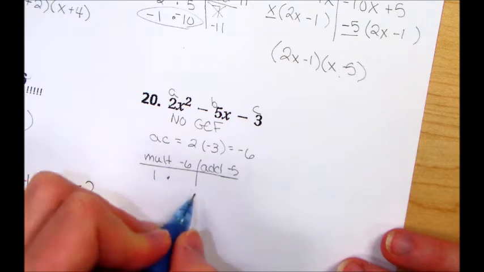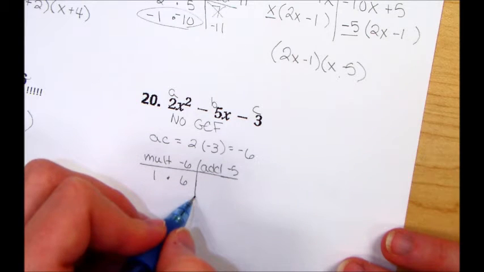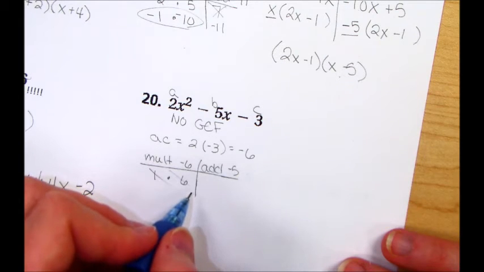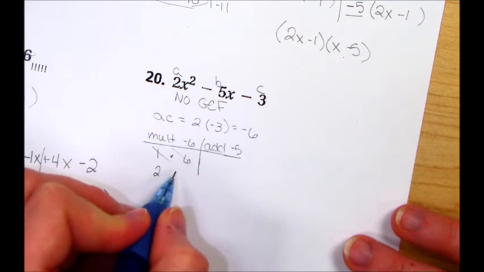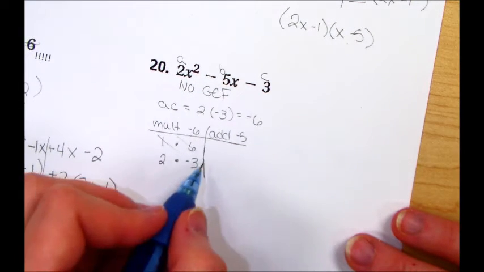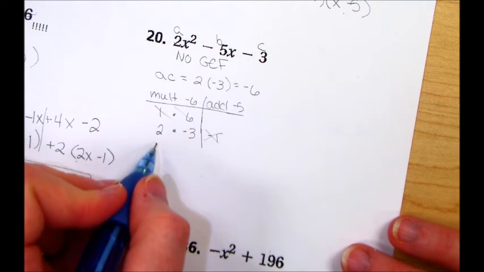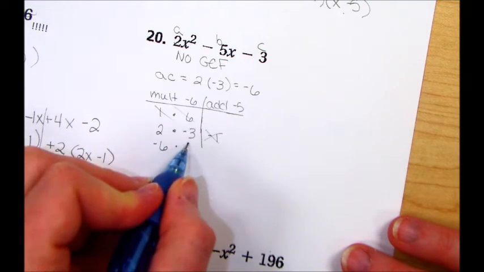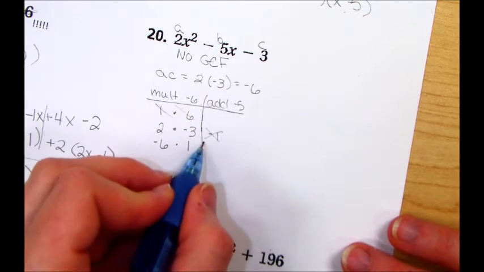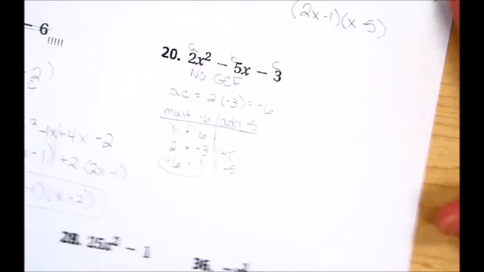Well, I know 1 times 6 makes 6, but I need to make a negative 5 when I add and a negative 6 when I multiply. So I know it can't be these because that makes a positive 6. So maybe you're thinking 2 times negative 3. Well, that'll work when you multiply, but it won't work when you add, because if you add, you get negative 1. The answer is negative 6 and positive 1. You have to have different signs to make a negative, and this is the only combination that's going to give you negative 5. These are the magic numbers.